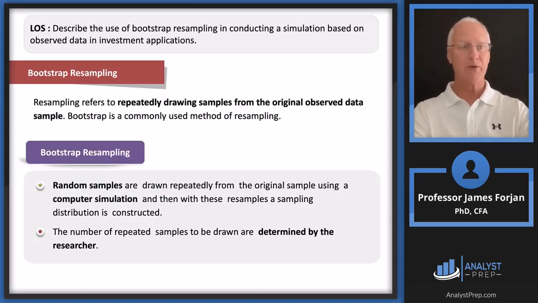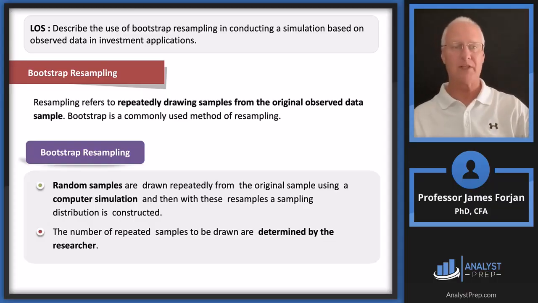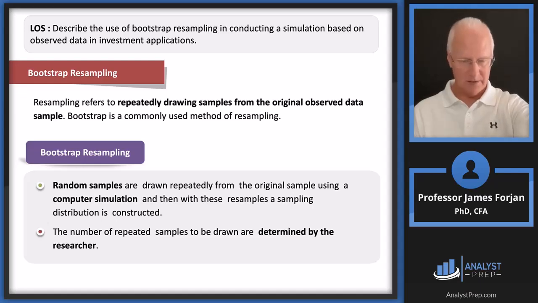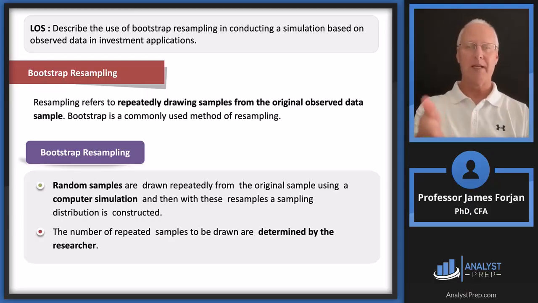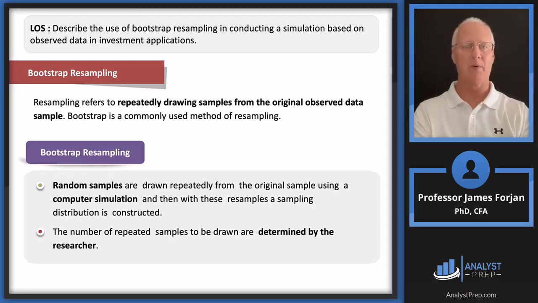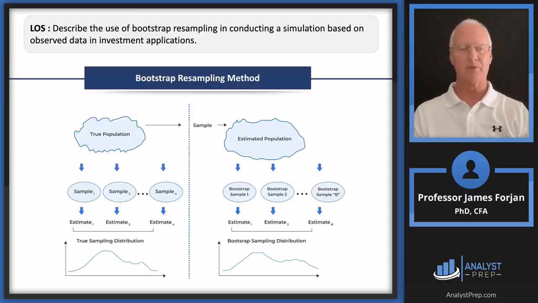All right, do I need to tell you about bootstrapping? Bootstrapping is the first example that I gave you. We're just going to pull out a player and repeat a penalty shot that he or she has kicked in one particular instance during their history, right? Repeatedly drawing samples from the originally observed data sample. It's a commonly used method. It's called resampling. Number of repeated samples determined by the researcher.